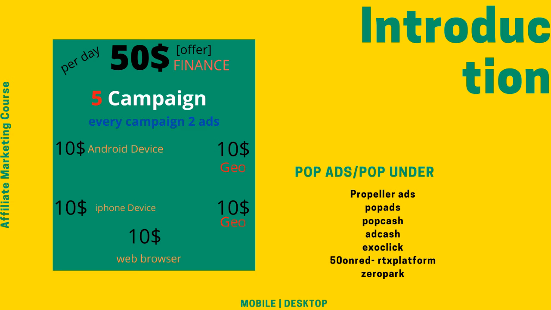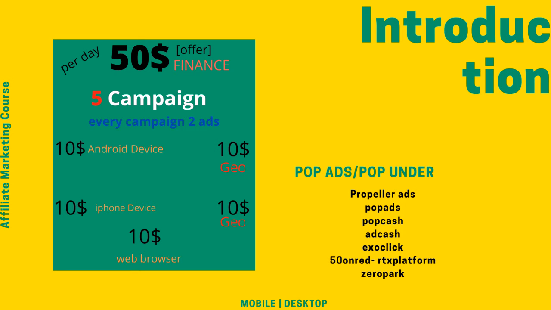So when you open any website, there are two types of pop-up. One is a pop-up ad, and second is a pop-under ad. So what's the difference? When you open a website, the pop-up ad is on top of the website, and it blocks the view.